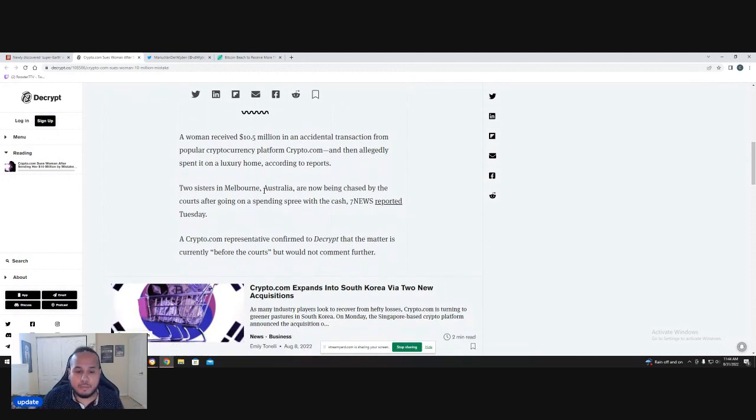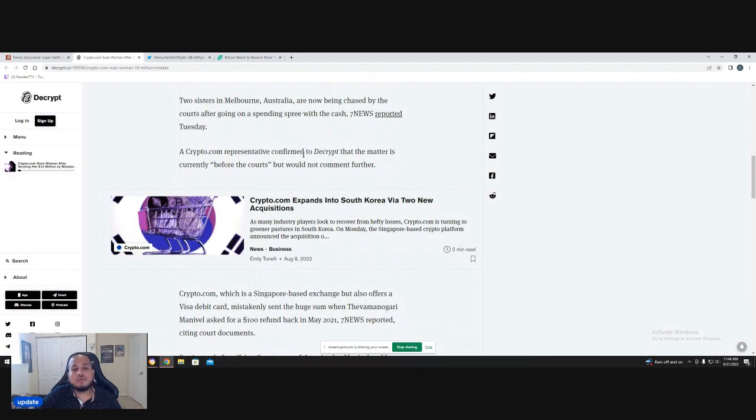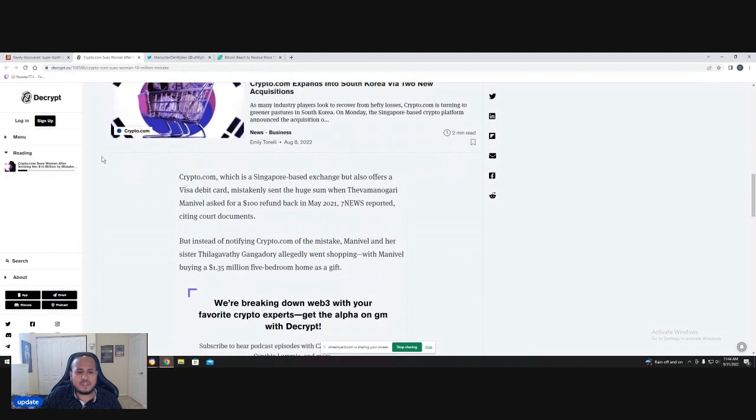Two sisters in Melbourne, Australia, are being chased by the courts after going on a spending spree with the cash. A Crypto.com representative confirmed to Decrypt that the matter is currently before the courts, but could not comment any further. Crypto.com, which is a Singapore-based exchange but also offers a Visa debit card, mistakenly sent a huge sum when Thevamanogari Manivel asked for a $100 refund back in May 2021.